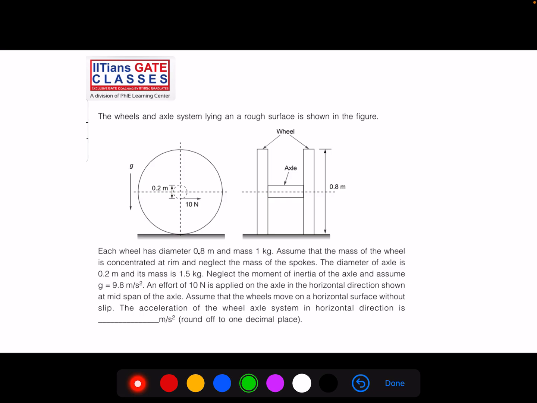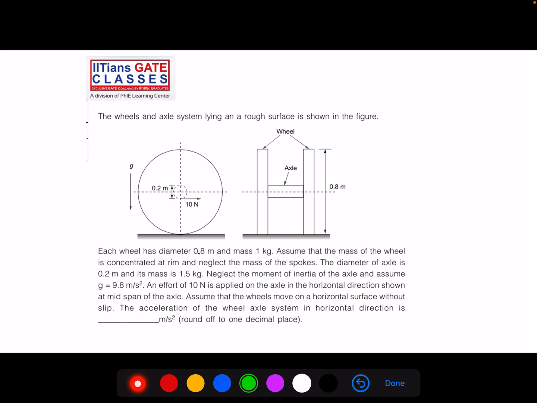An effort of 10 Newton on the axle in the horizontal direction shown at the midpoint. So you can see, at the midspan of the axle, there is a horizontal force of 10 Newton. Assume that the wheel moves on a horizontal surface without any slip. There is no slip. This is a case of pure rolling, right? The acceleration of the wheel axle system in horizontal direction is. So definitely you have to find out the acceleration, right?